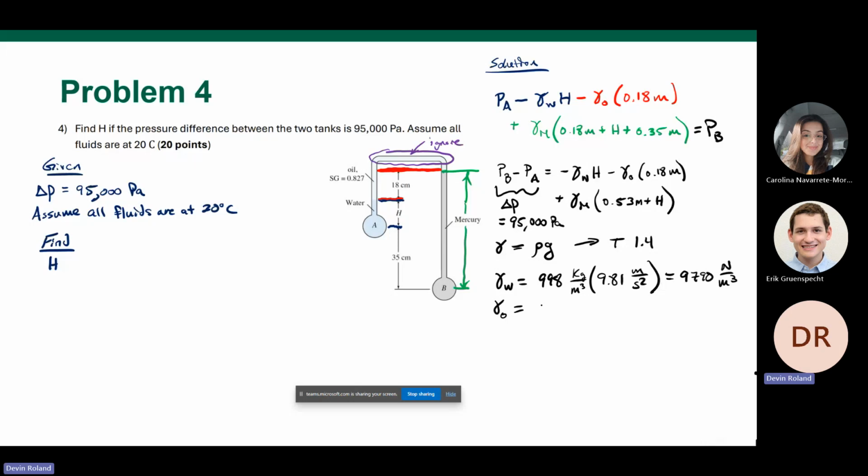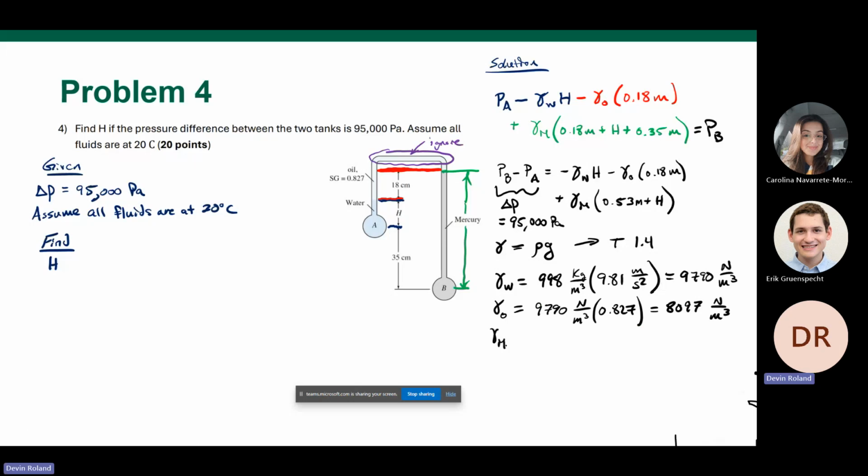So this would be 9,790 newtons per meter cubed multiplied by 0.827. Which is going to give us 8097. Oh no, 8097 Newton per meter cubed.